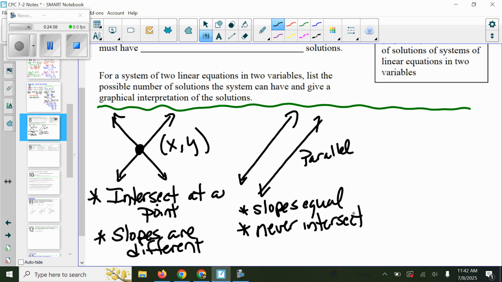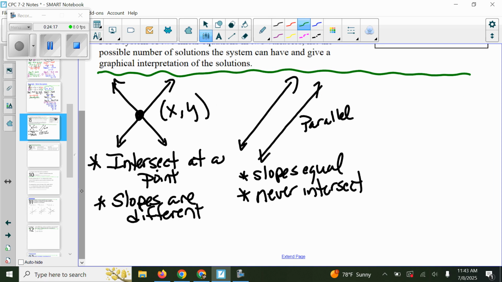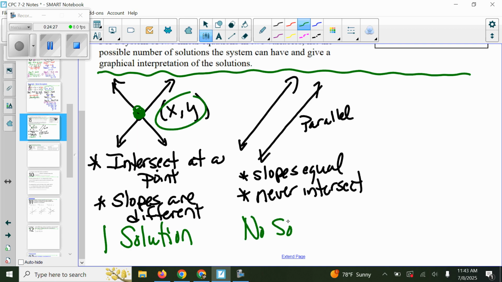So there's no solution in that situation. So we can't have any points in common. They aren't sharing anything. So we have looked at two scenarios thus far. The first one is exactly one solution. So we had one solution point, one ordered pair, that point that was in common. The second one, there is no solution. There's no way that we're going to have any points in common. They don't intersect.